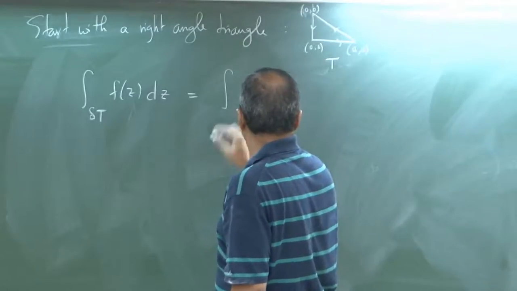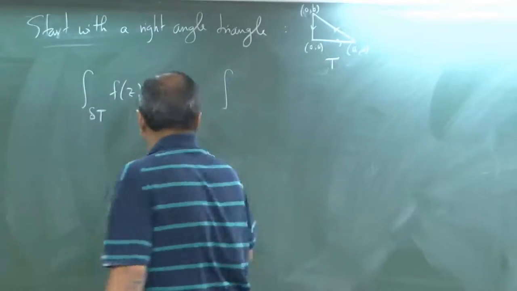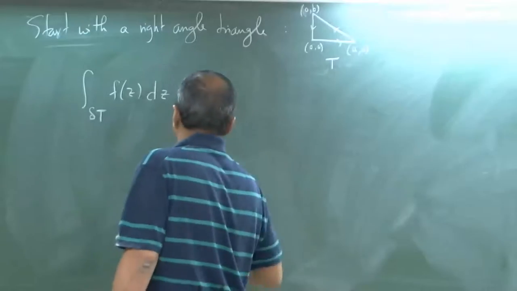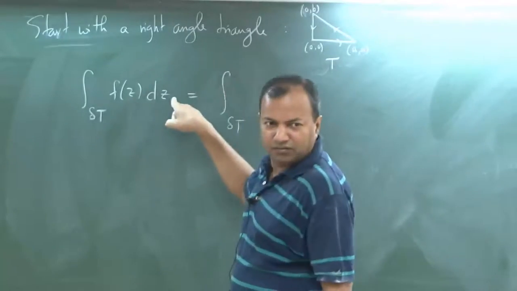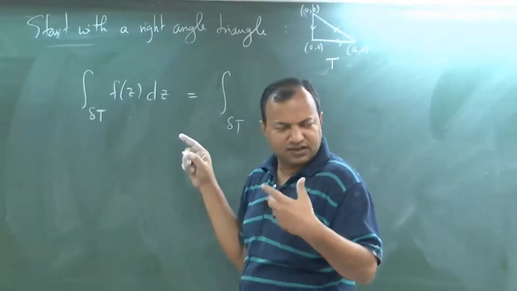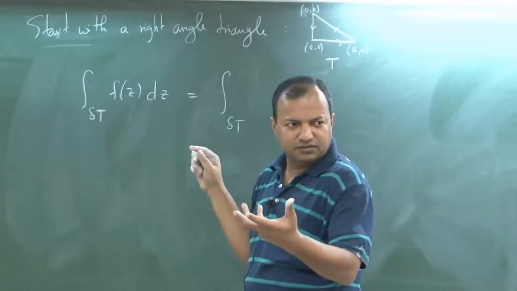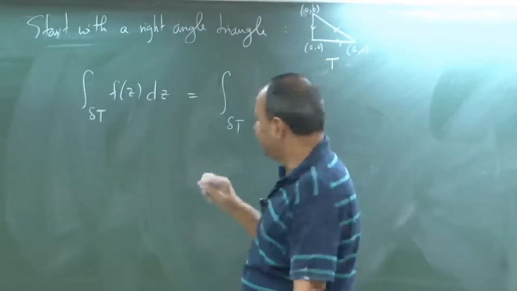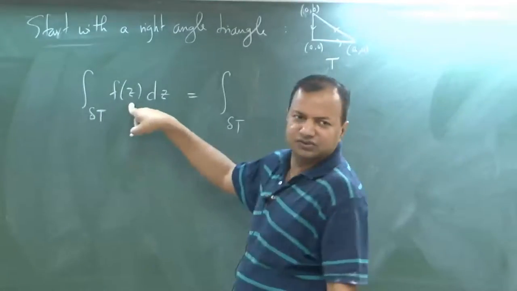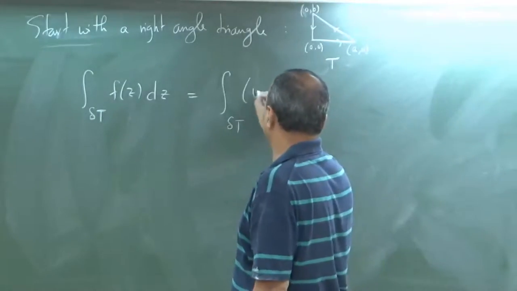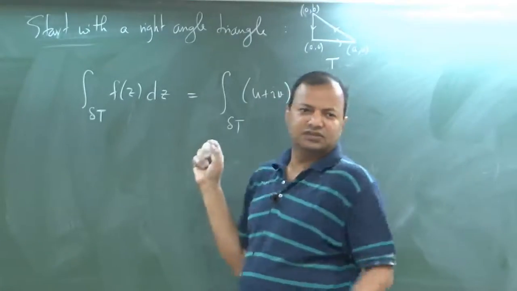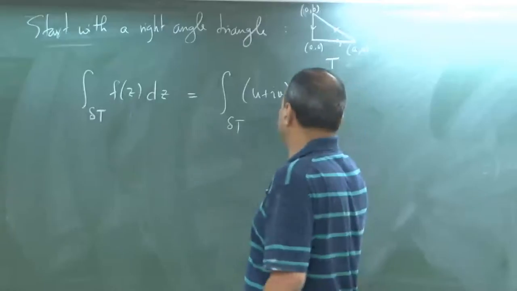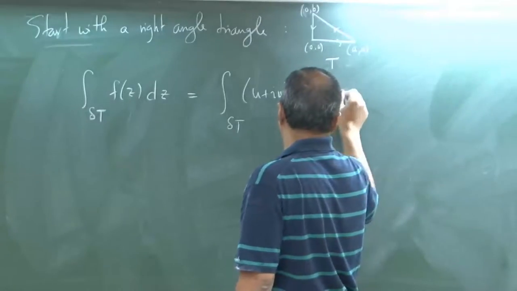Okay. So, now I have to first transfer. Let's just say delta t. This is our complex point. So, let's translate this to the two-dimensional real structure. So, f is u plus i v, so let's write it u plus i v. And dz is dx plus i dy.